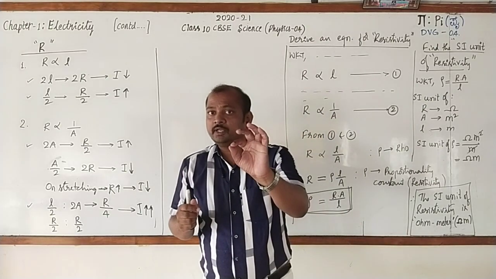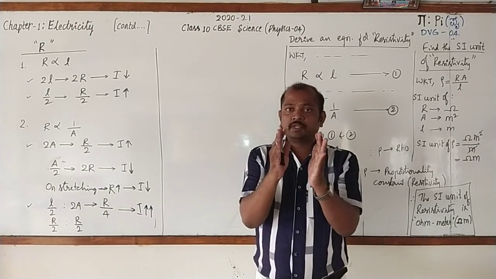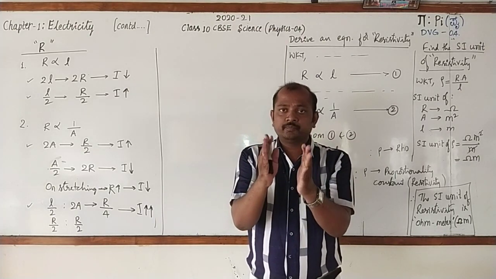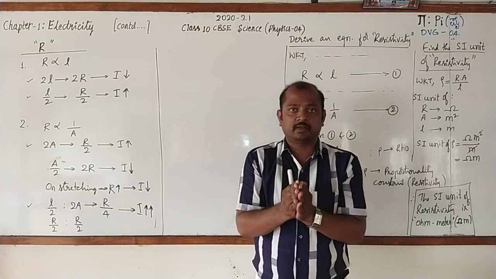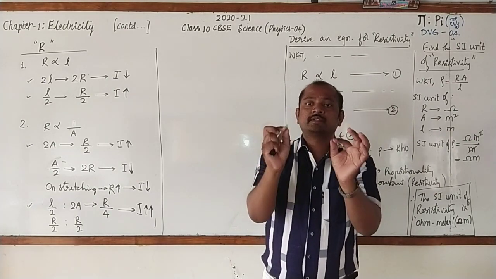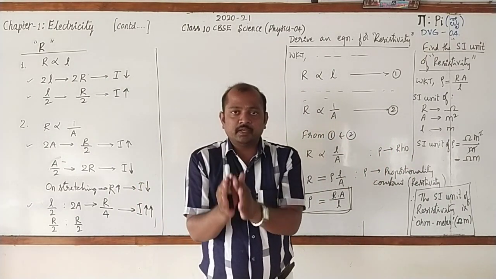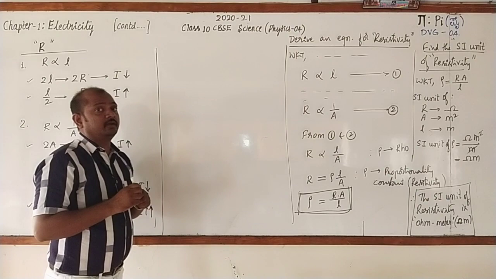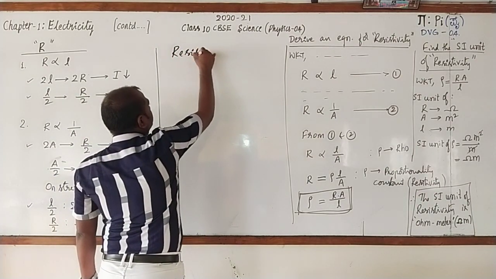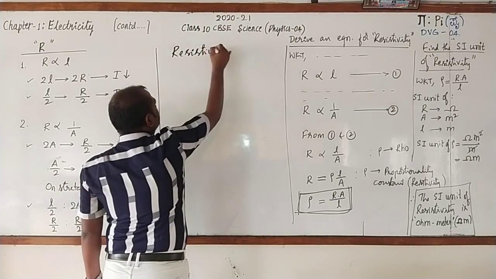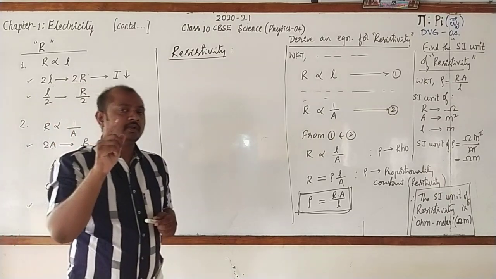I am just telling you the meaning, not the actual definition. The meaning is, resistivity is the measure of resisting power of a conductor. The measure of resisting power of a conductor can be expressed quantitatively by a physical quantity that is called resistivity. Here I write resistivity. Then what is the actual definition of resistivity? Now let me tell you that.